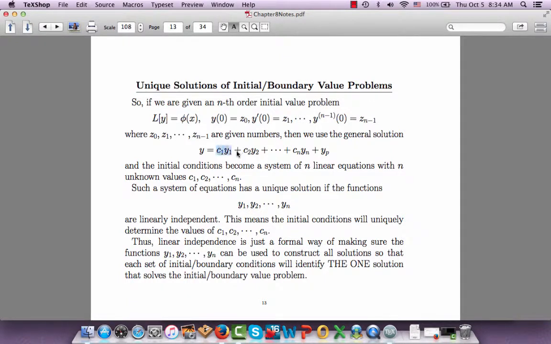Because we have n independent solutions from our homogeneous part of the problem, when we plug y into these initial conditions, the numerical equations we get are going to be n equations with n unknowns, and they will be independent equations, which means there will be a unique solution. There will be a unique set of numbers, C1, C2, and so on, that will give us the specific solution y to this specific initial or boundary value problem.